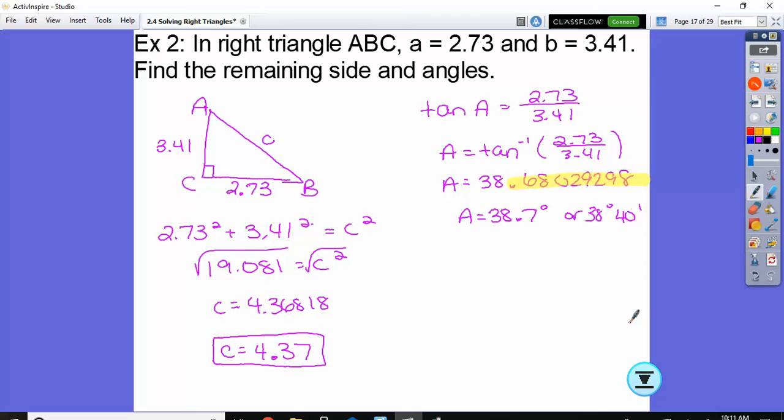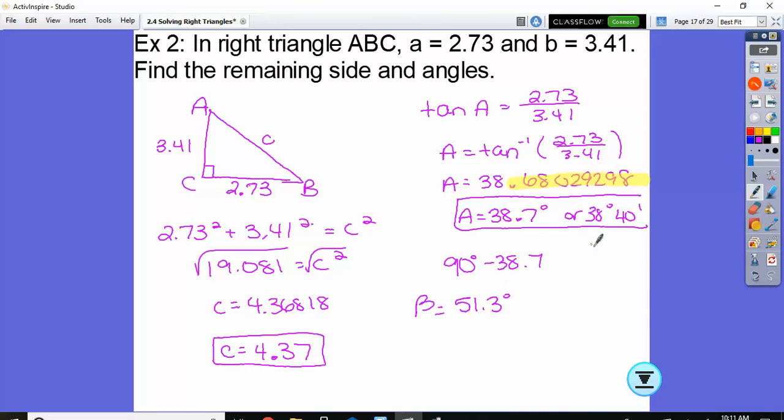Okay. Now that I have angle A, how would I get angle B? You could just subtract. We know they add up to 180. Since this is a right angle, really A and B just add up to 90. So I could do 90 minus 38.7, which gives us 51.3.